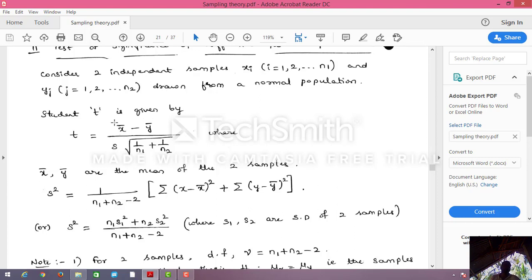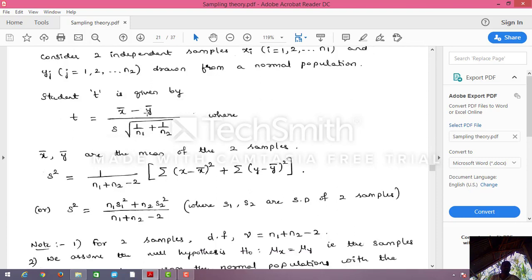So the student t is given by t equal to x bar minus y bar divided by s into square root of 1 divided by n1 plus 1 divided by n2, where x bar and y bar are the means of the two samples.